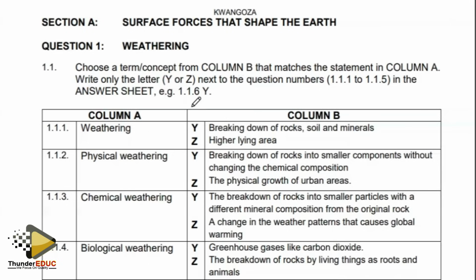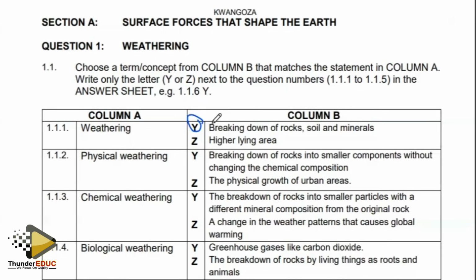For example, let's go to 1.1.1. It says weathering, meaning you're going to give a definition for weathering. Here we have Y, which is breaking down of rock, soil, minerals, and Z is higher lying areas. Definitely weathering is the breaking down of rocks, soil and minerals. So here the answer is Y.